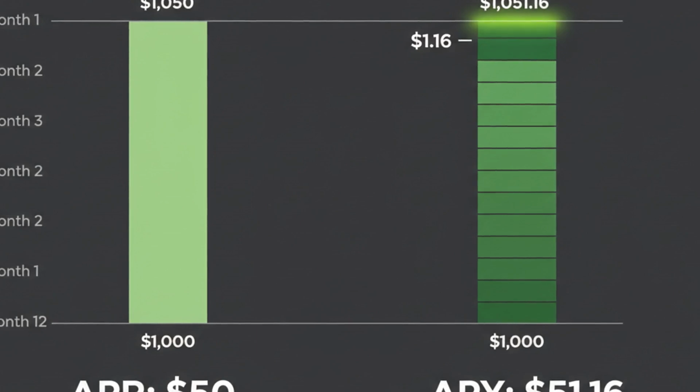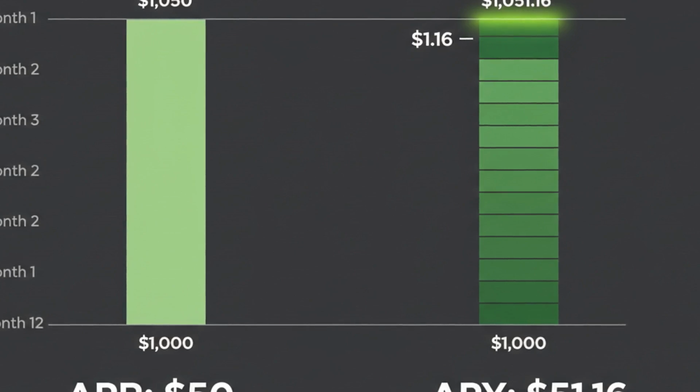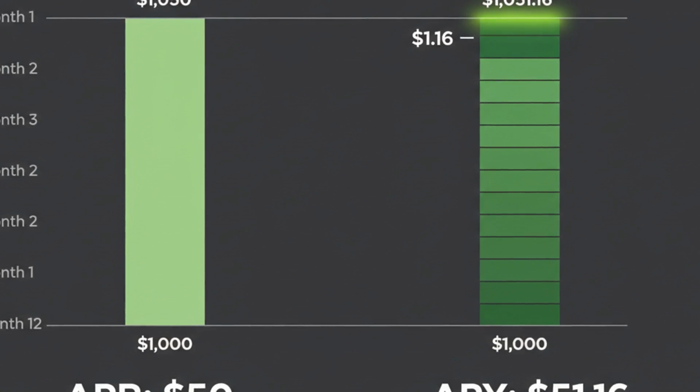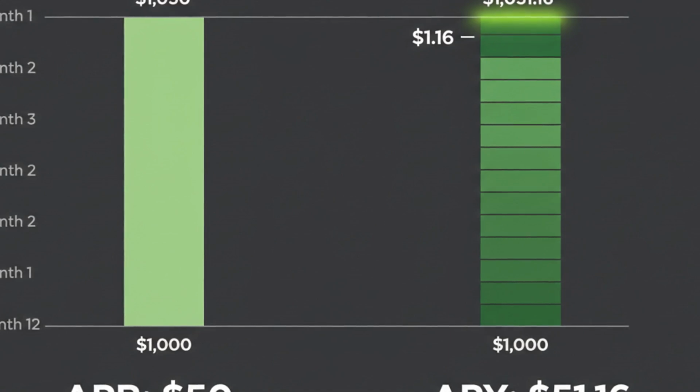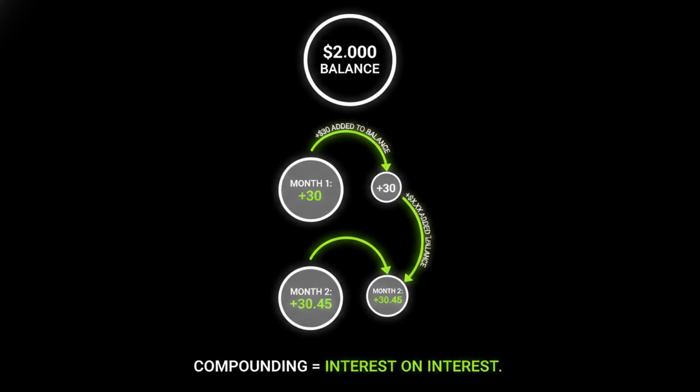You earn $4.19 this time. Month 3, the base is even bigger, so you earn $4.21. By the end of the year, you've earned about $51.16 total. If it was simple interest using 5% APR, you'd earn exactly $50, because the math would just be 1,000 times 0.05, done once. The extra $1.16 is the compounding effect, the yield harvesting itself.